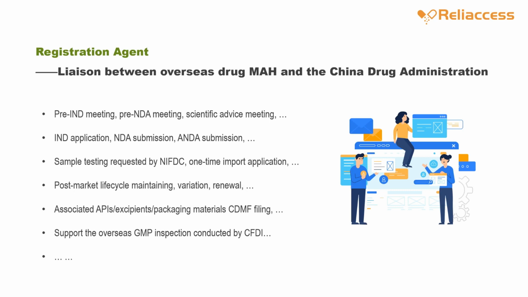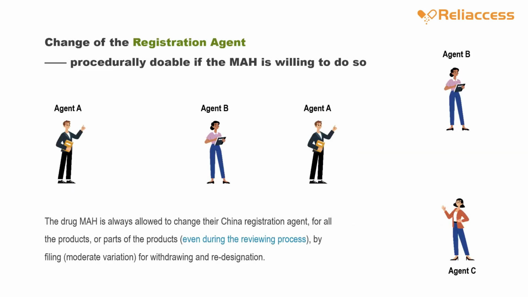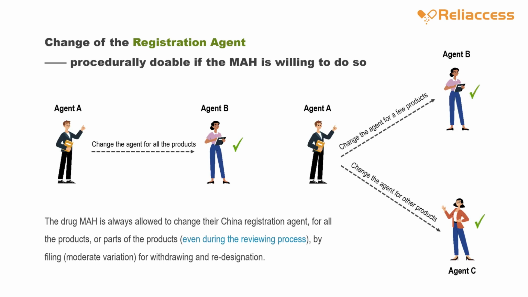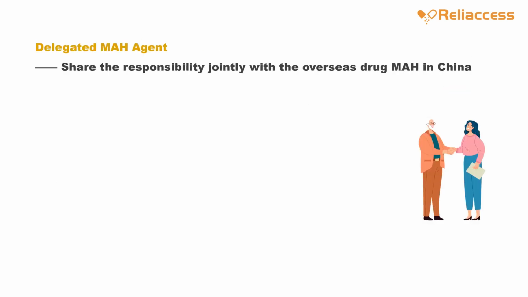Is it possible to change the registration agent? The answer is yes. The drug MAH is always allowed to change their China registration agent for all the products, or some of the products, even during the reviewing process, by filing, namely moderate variation, for withdrawing and redesignation. There is plenty of work a registration agent shall do, and what work shall a delegated MAH agent do? The answer is, more like a partner rather than an agent.